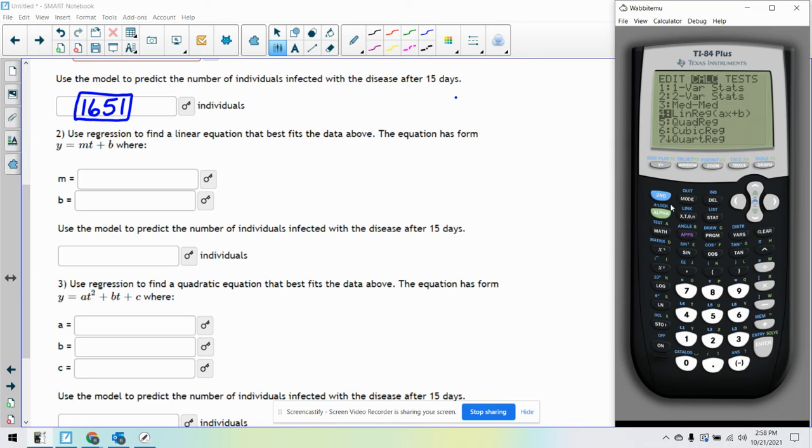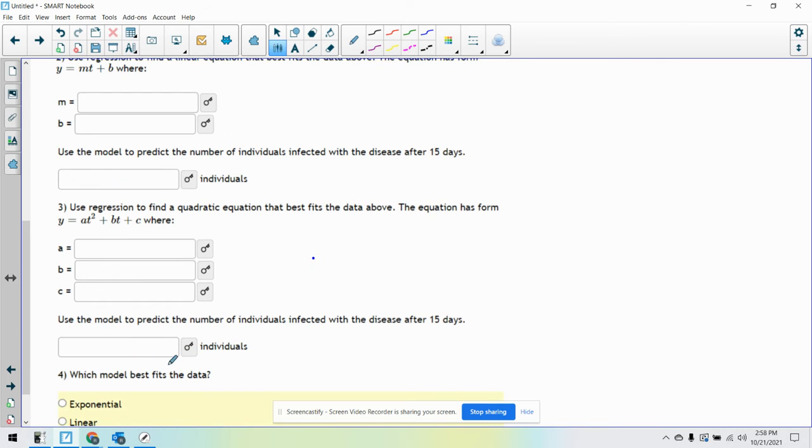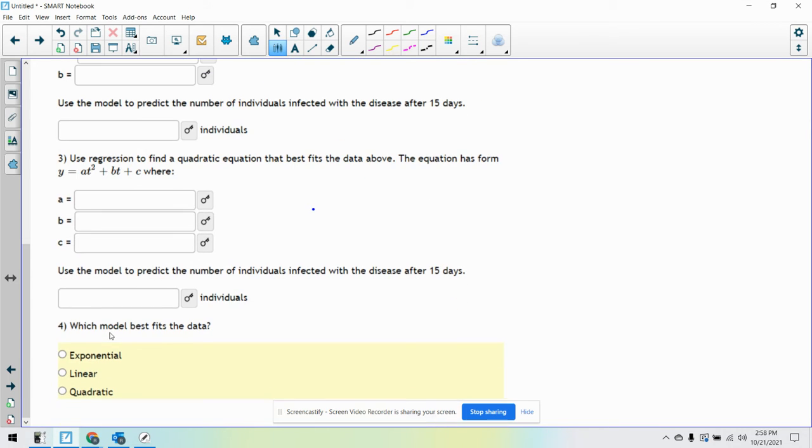And then lastly, the quadratic regression, that's just going to be option 5. That'll give you 3 numbers, A, B, and C. And you'll use that equation to find this value. 4 is a dumb question because we don't have a way of telling which is the best, but your answer is going to be quadratic.